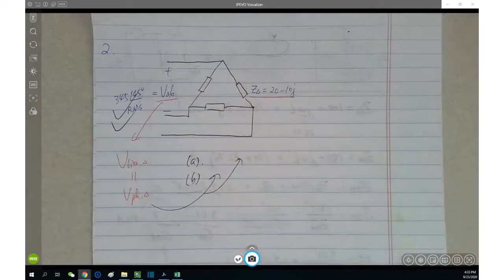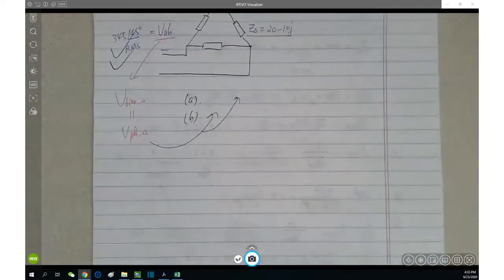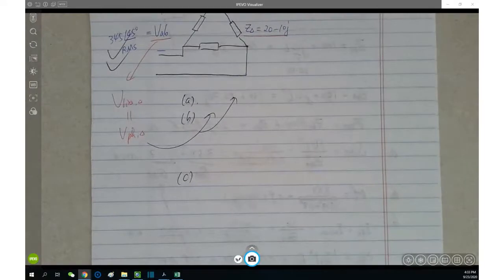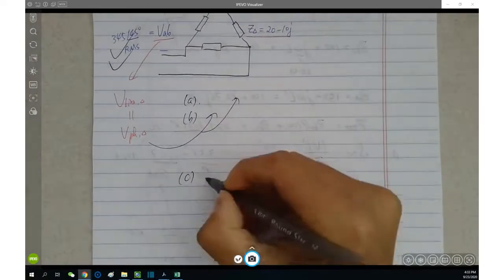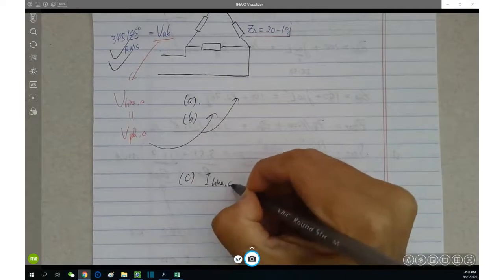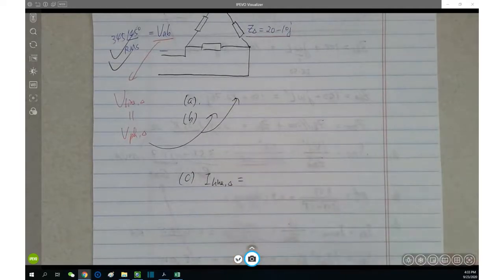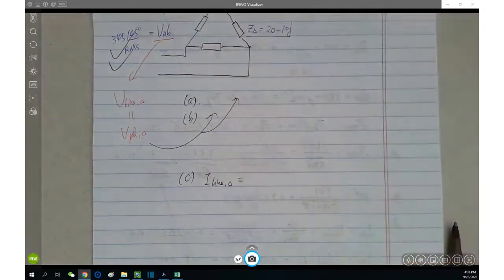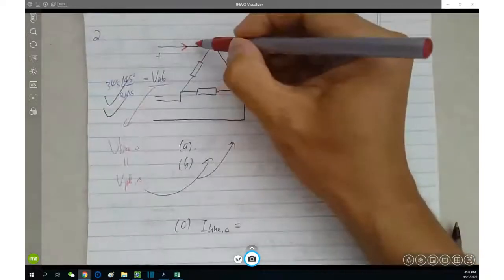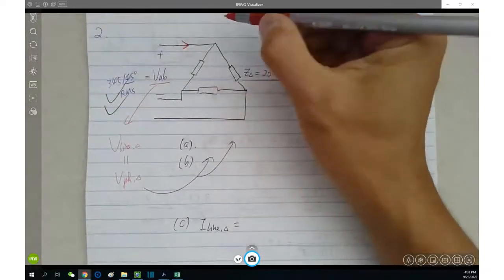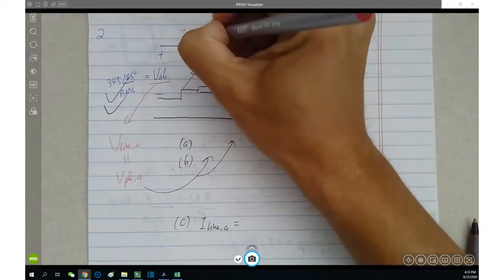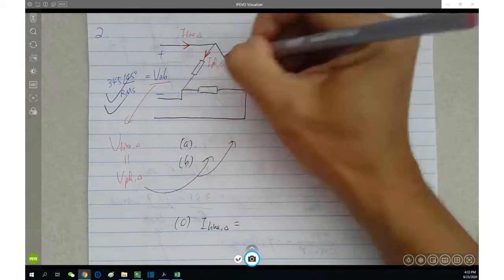Right? Does it make sense? I mean, this is nothing but a definition of the phase and the line voltage of the delta load. And then C, find the line current of the delta load. Line current of the delta load. Where is it in the circuit? Here. It's here. And the phase current of the delta load is here. Line delta, phase delta, right?